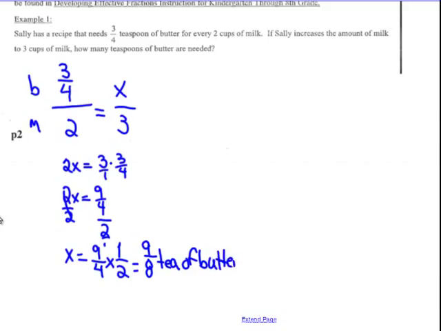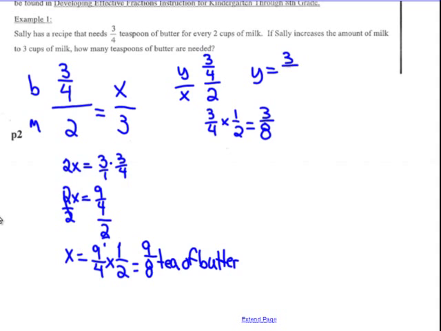I could also use my constant of proportionality idea, that my Y is my 3/4 and my X is 2 cups. I have 2 variables. Make teaspoons of butter the Y, because obviously the butter depends on the milk. So divide and find that 3/4 divided by 2. Well, that would be 3/4 times 1/2, which would be 3/8. So my constant of proportionality, y equals 3/8 x.